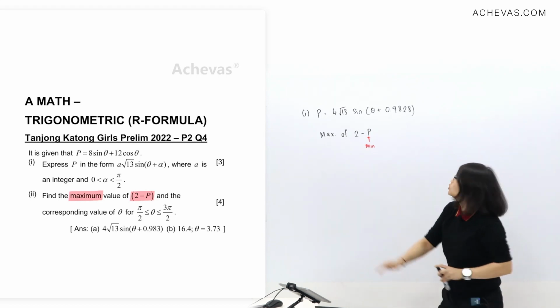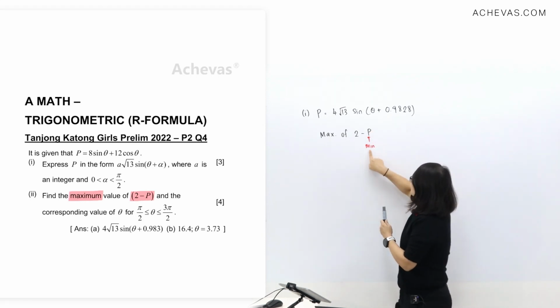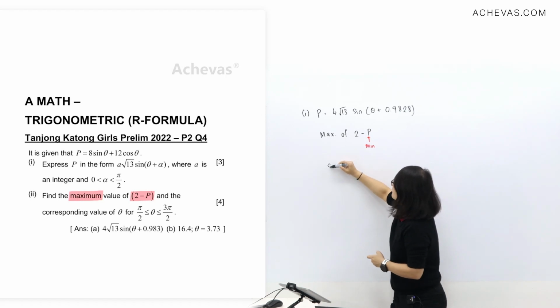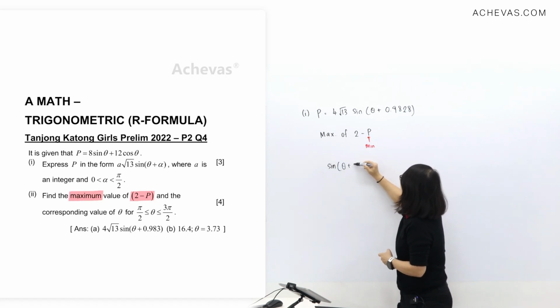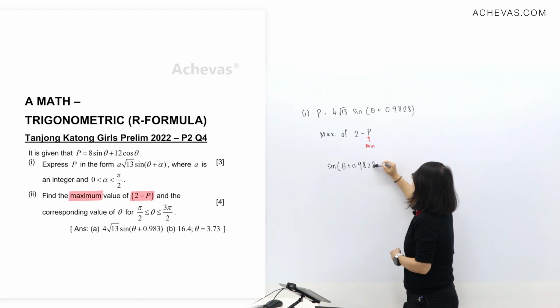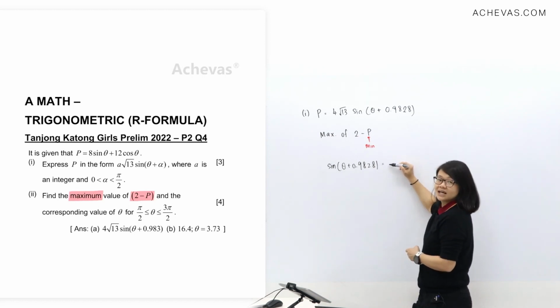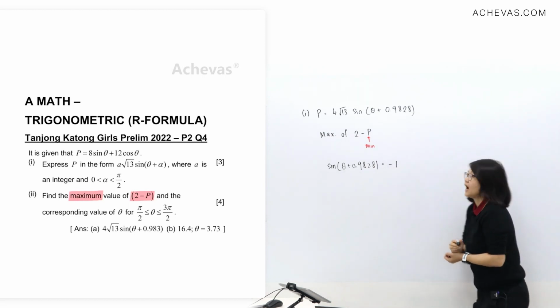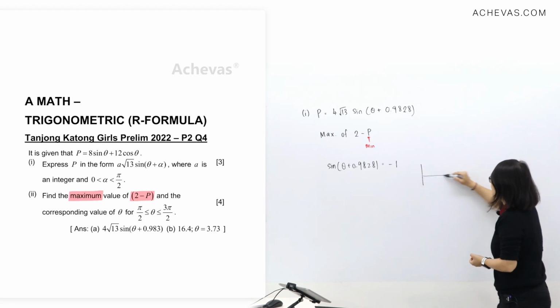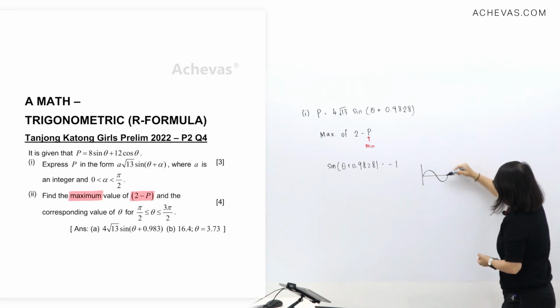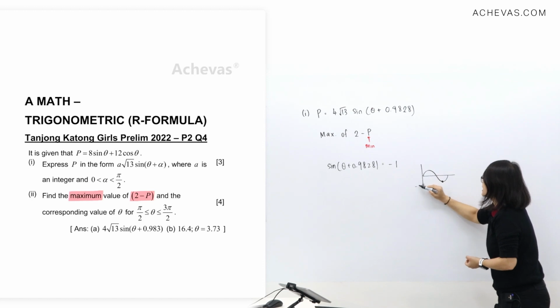To make this maximum, the P value needs to be minimum, as low as possible. So now let's go to this one here. In order for P to be minimum, we know that sine theta plus 0.9828 needs to be the lowest. So it's going to be a -1. I'm going to draw you a tiny sine graph here. So the lowest point over here is going to be -1.